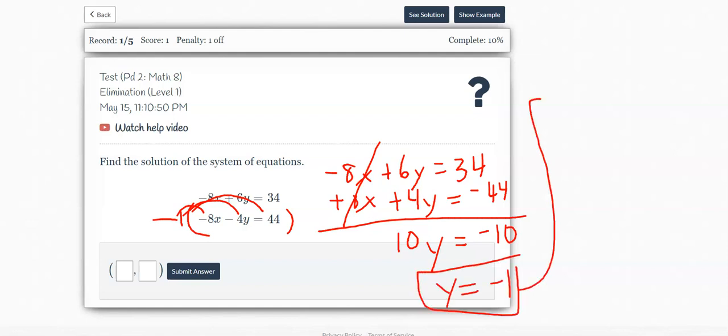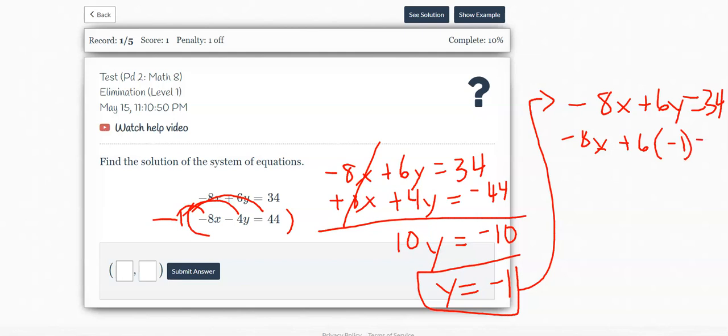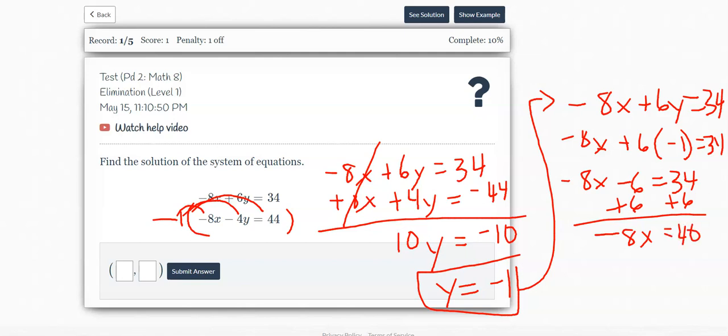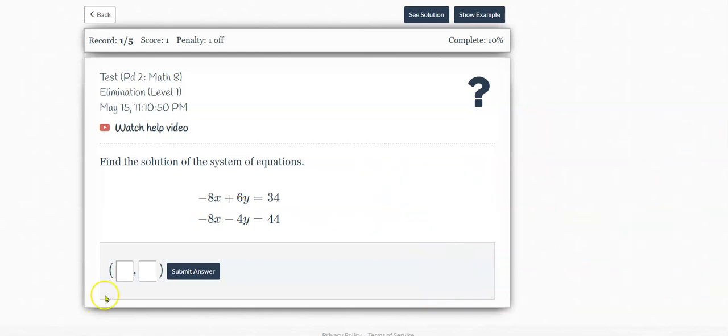Now remember, that's only half your answer. You need to erase and replace your letter y. So I'm going to write my sentence again. I'm going to use the top sentence here. I'm going to erase and replace the letter y. So -8x minus 6 equals 34, plus 6 to both sides. -8x equals 40. Divide by -8, and I get -5. So -5, -1 are my two solutions. -5, -1.